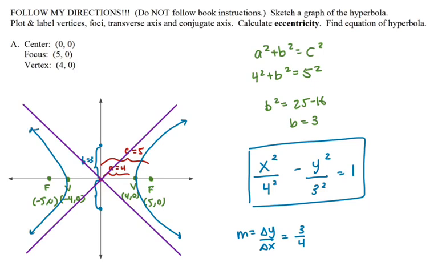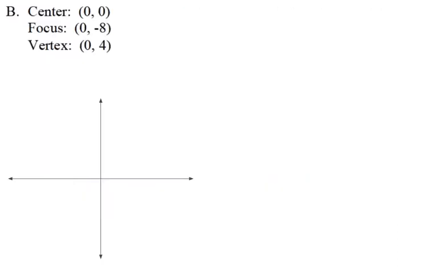Okay. All right, so the last thing we need is the eccentricity, always c over a, in this case 5/4. Okay, that's all you've got to do for your homework. Let's do a couple more examples. B, we've got the center at 0, 0. We have a focal point at 0, -8. So 0, -8 down here.